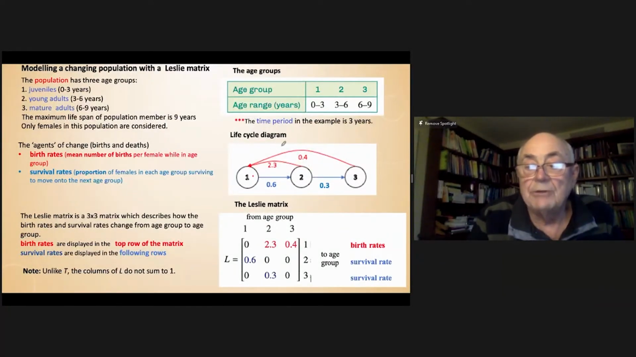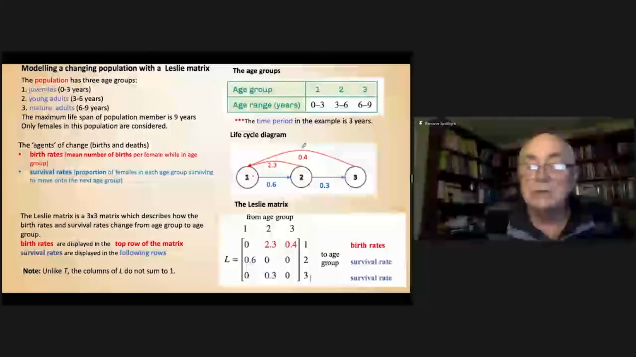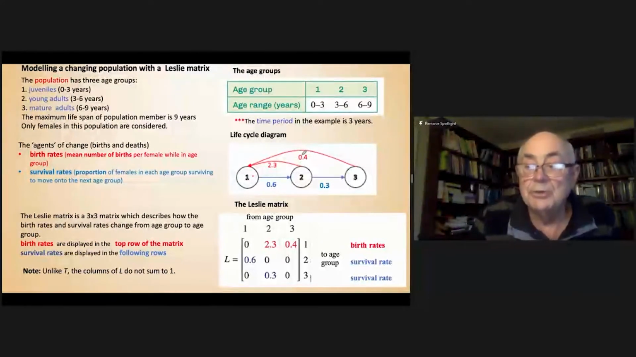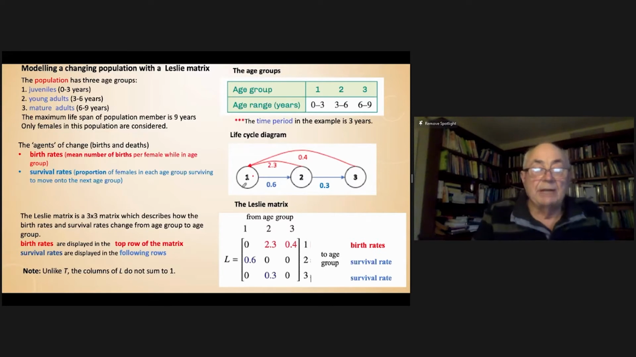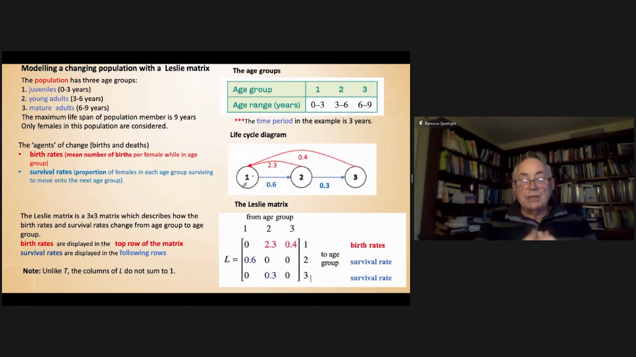When we look at this other red arrow we've got here, that's for the older seals. There is a fertility rate, or the birth rate. The number tells us that for those particular seals, during the time they're in age group 3, aged between 6 and 9 years, on average they produce 0.4 pups during that period. So that covers the births.